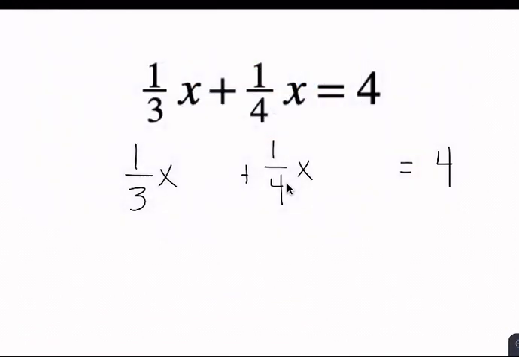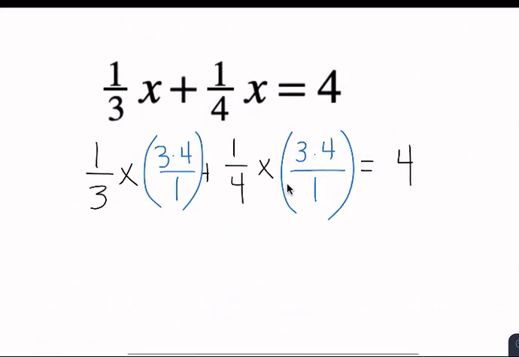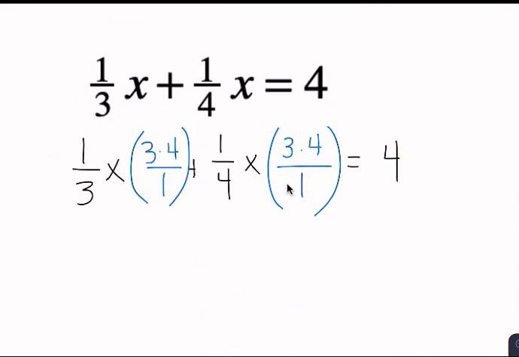Now, my denominators are 3 and 4, so I'm multiplying everything by 3 times 4 over 1 so that I can get rid of my denominators. I'm undoing the division that my denominators are doing. Now, I have to multiply every piece by 3 times 4 over 1, every term, including this 4. This is really 4 over 1. So I can just multiply these by 3 times 4 since it doesn't have a denominator, just to keep it consistent, or just to keep it easier to think about.